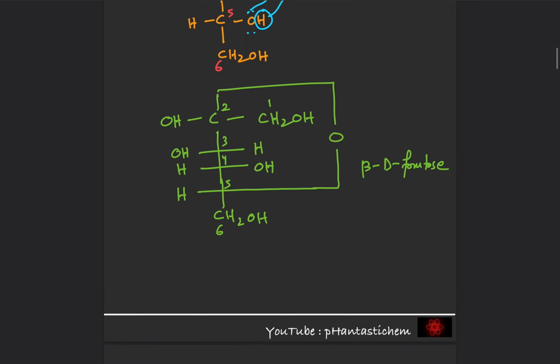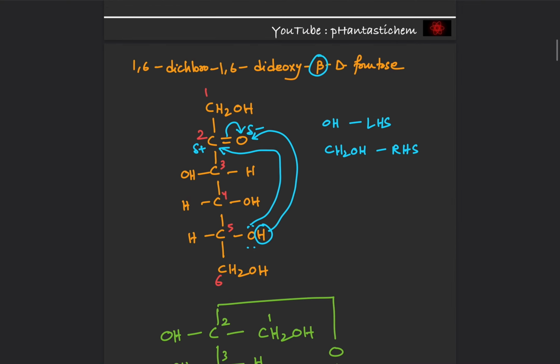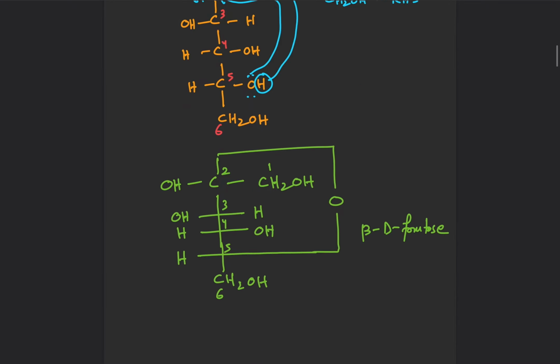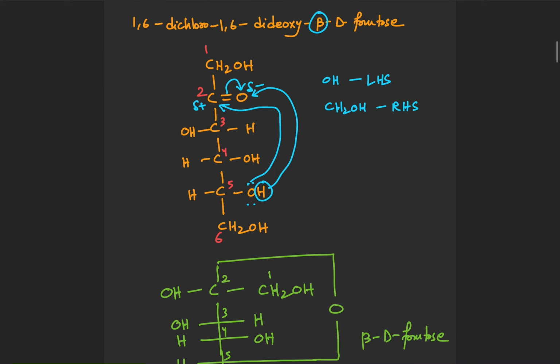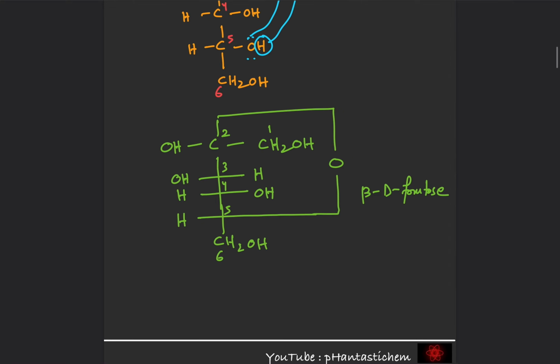Now for the 1,6-dichloro, 1,6-dideoxy part, the OH group from the first and sixth carbon is removed. So OH from here and OH from here is removed and chlorine atoms will take their place. Therefore, 1,6-dichloro, 1,6-dideoxy beta D fructose will ultimately look like this.